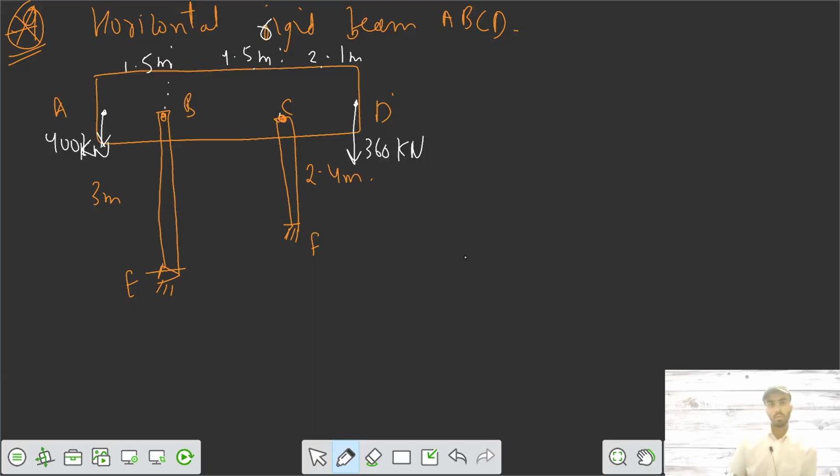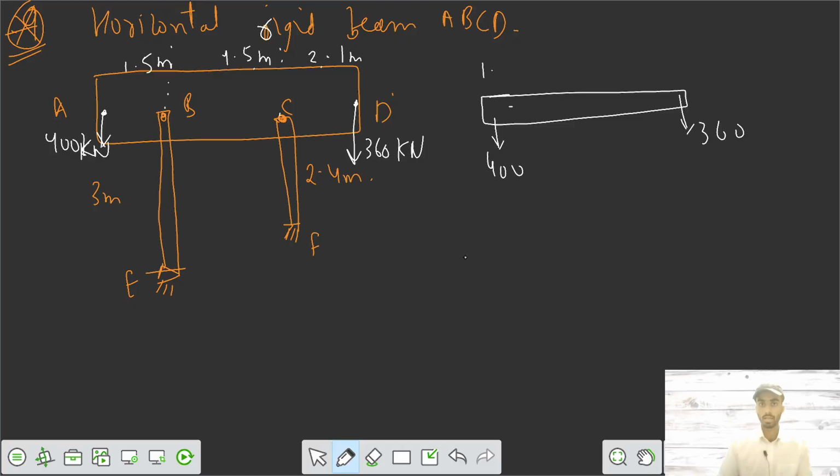So how can we solve the question? Go for the free body diagram. Whenever the question becomes difficult to understand, see if we can do the free body analysis. Taking out this rigid beam, say this is your rigid beam ABCD. Force is 400 here, and 360 here. Length is 1.5, this one is 1.5, and this one is 2.1 meter.